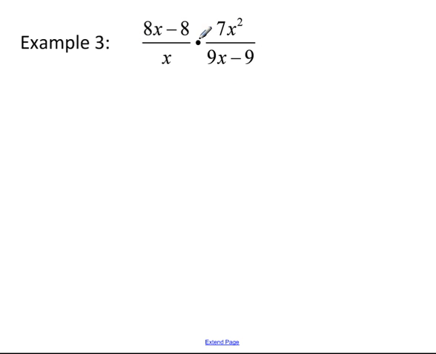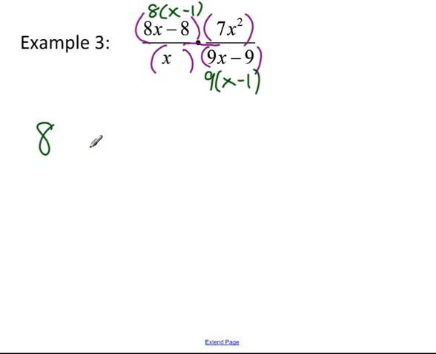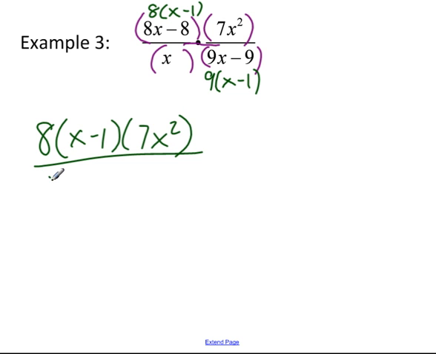So, moving along, what we got right here, we're going to just go ahead and make it all into one big fraction. Everything's all multiplying. Now nothing's really going to cancel for us, so we need to factor some stuff first. So this guy is going to factor into 8 times x minus 1. This guy here is going to factor into 9 times x minus 1. So when we put all our stuff together now, we've got an 8 out front. We've got x minus 1, 7 times x squared, an x here times my 9, and my x minus 1.